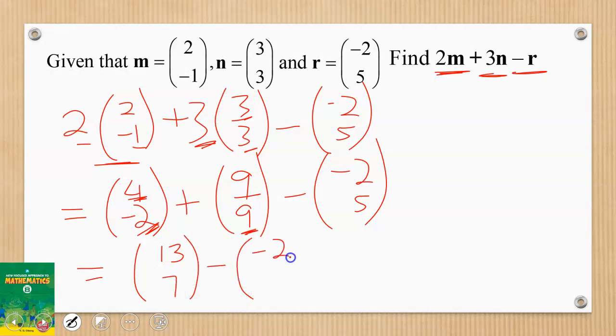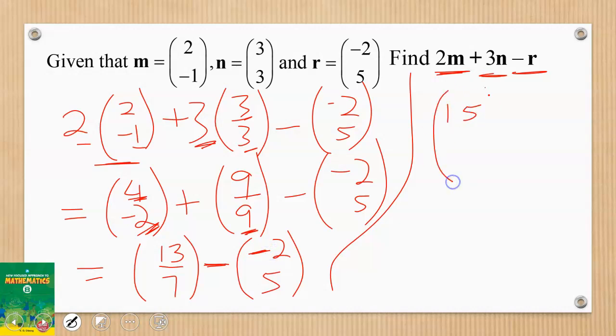Minus the bracket, we still have our answer as this. Now from here, 13 minus negative 2: the minus and the negative will become positive. So we have 13 plus 2, which is 15. And then 7 minus 5 is 2. And so (15, 2) becomes the result for this work.